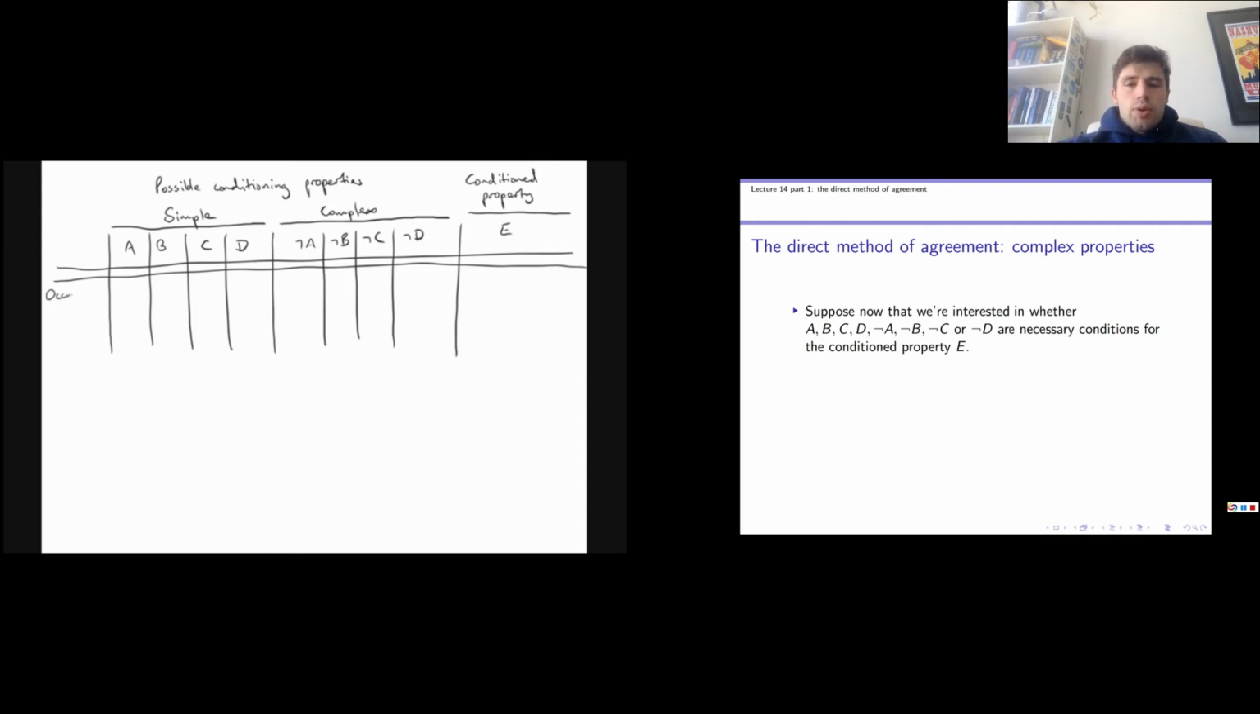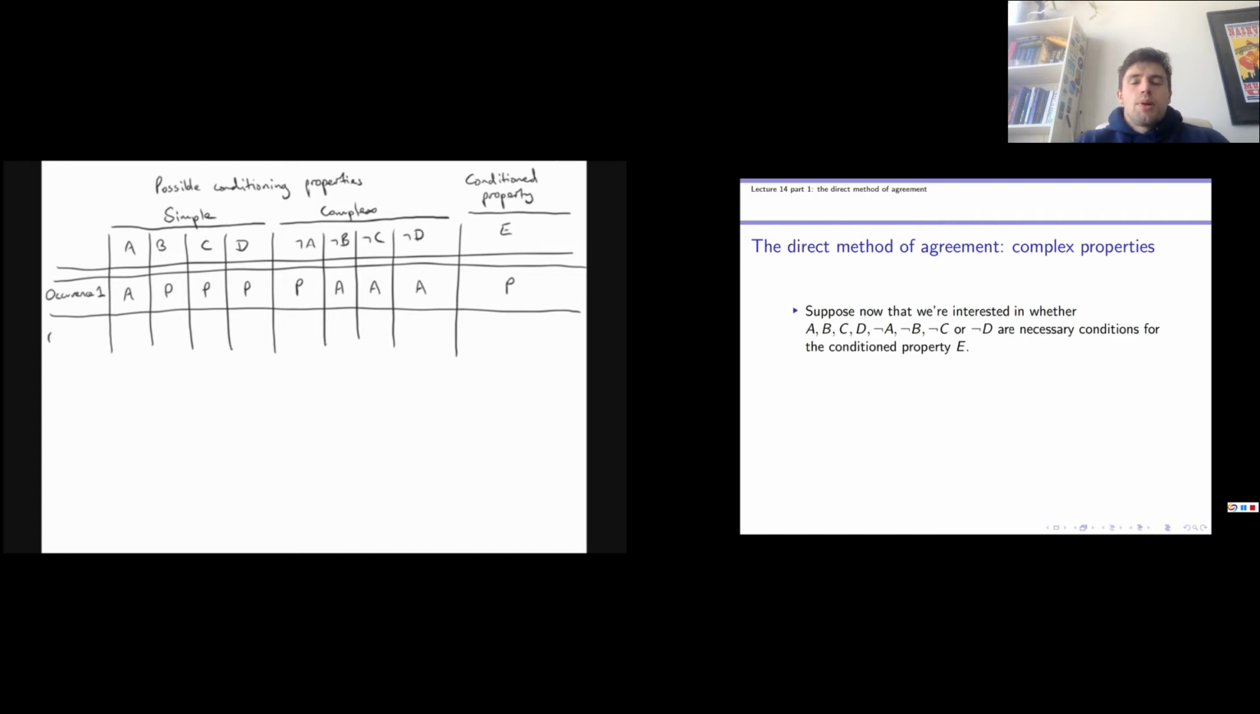Suppose then that we record a series of observations as occurrence 1, in which we have the following: A is absent, B is present, C is present, and D is present, and where E is also present. Then, using our knowledge of presence tables for negations, we know that not A is present, not B is absent, not C is absent, and not D is absent.